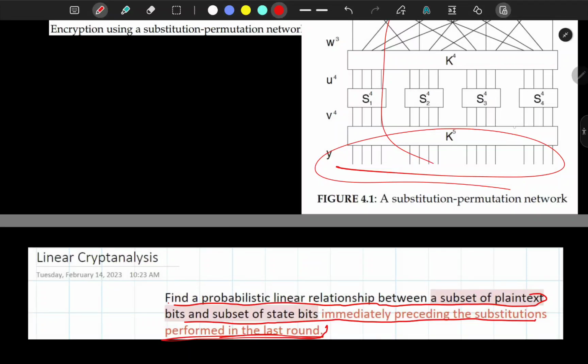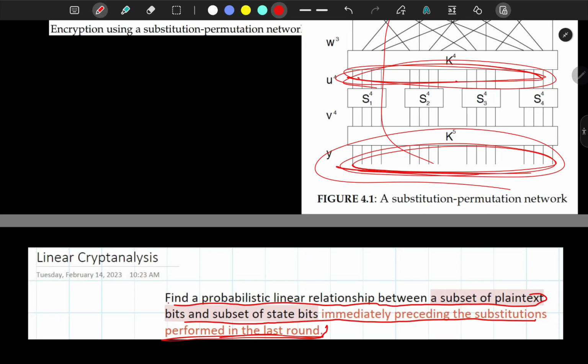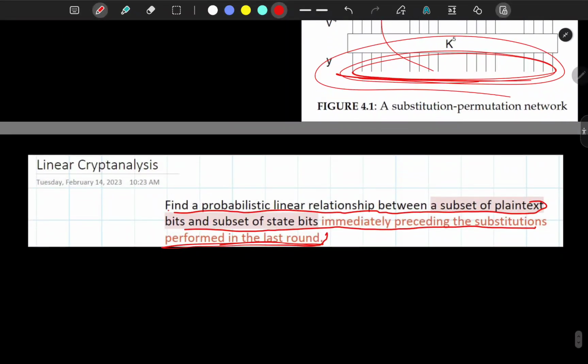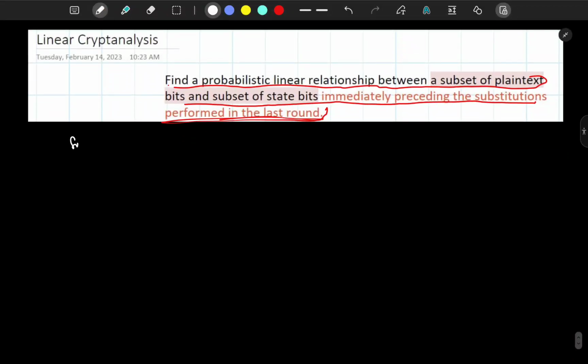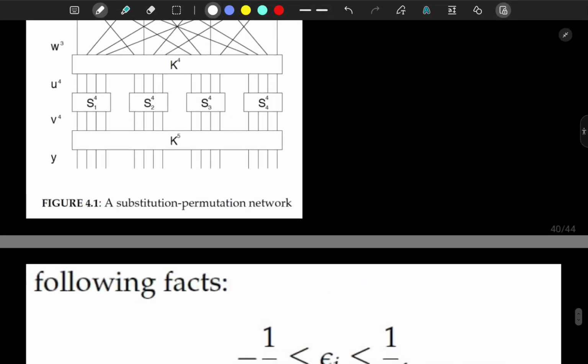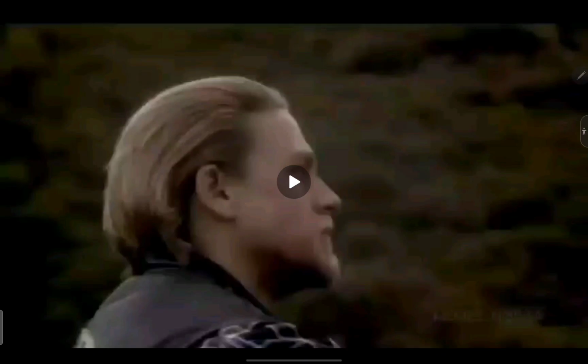What they mean to say is simply to find this relationship between this and the state before substitution for the last round. Since n equals 4, the 4th round is our last round. So they mean finding some linear relationship. Now we will see some mathematical background to understand linear cryptanalysis: some small, common sense definitions. Let's go. I will get ready and start, so until then, watch this one.